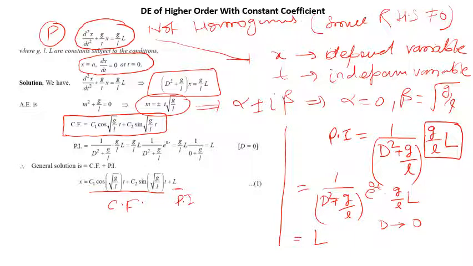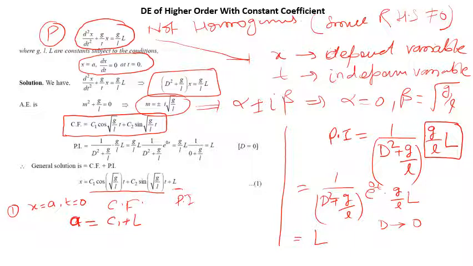Now the condition is given that x is equal to a at t is equal to 0. Let us consider t is equal to 0. For t is equal to 0, x is equal to a. Put this condition first. Now x is equal to a, t equal to 0 means this part is 1, this part is 0, plus L, c1 plus L, right?